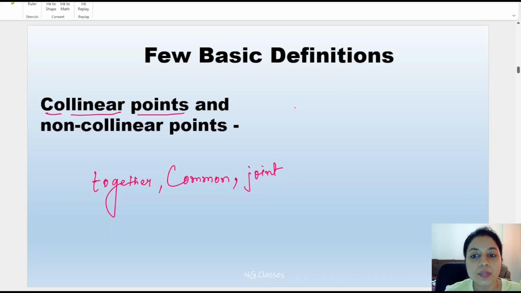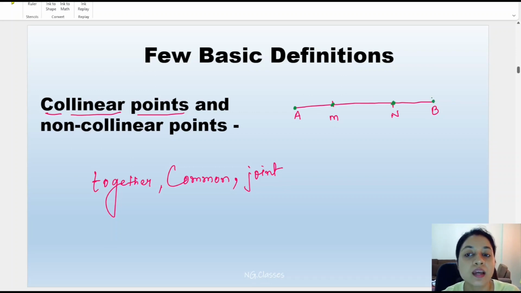Let's take an example. Suppose we are having a line segment AB. Here, if we are having a point M, point N, like this, then we can say all the points, that is A, M, N, and B, are sitting on same straight line. Hence, these points are collinear points. Now, what's non-collinear point? The points which are not lying on the same straight line are known as non-collinear point.